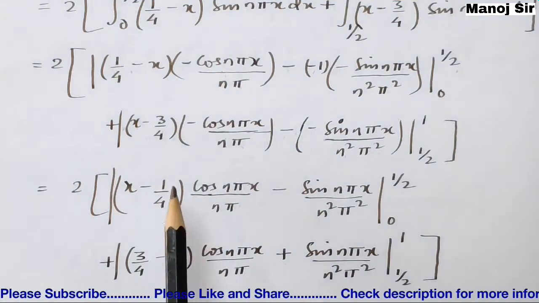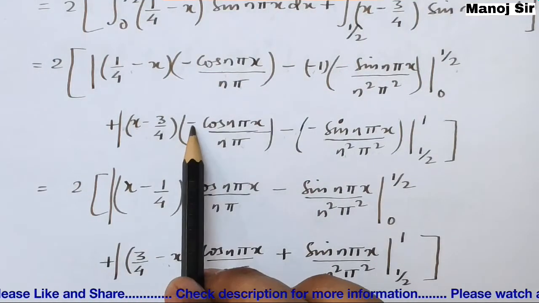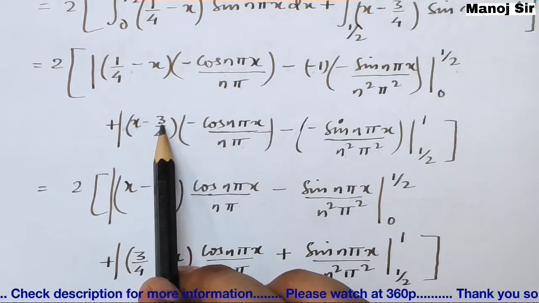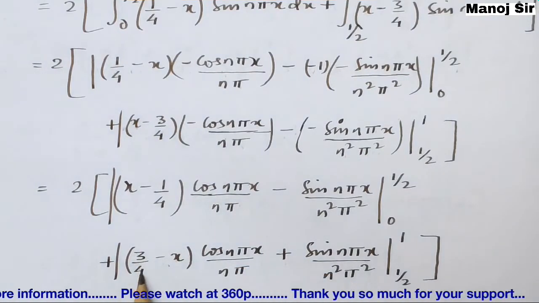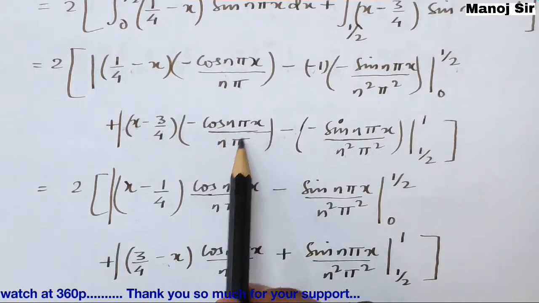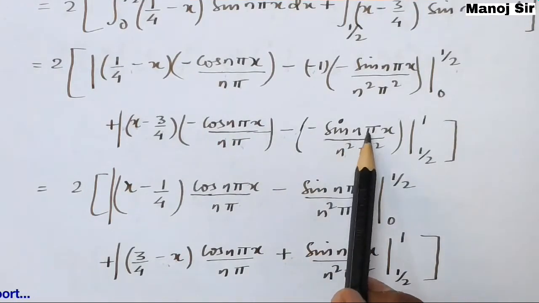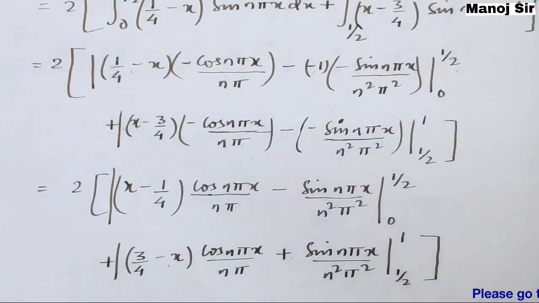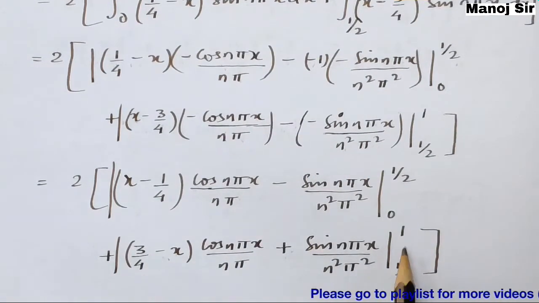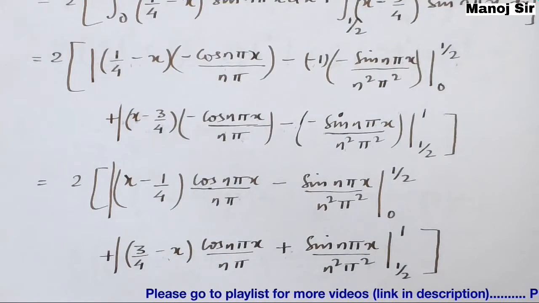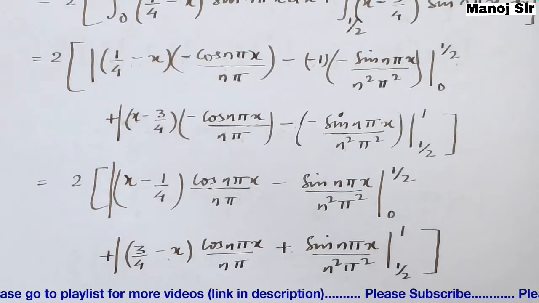Now if you come to this part, we have a negative sign, so this is negative, this will be positive. So (3/4 minus x) cos of n pi x upon n pi. Now here negative, negative, that is positive, sine n pi x upon n square pi square. Again you can see the limit is from half to 1. Now we will start putting limits.